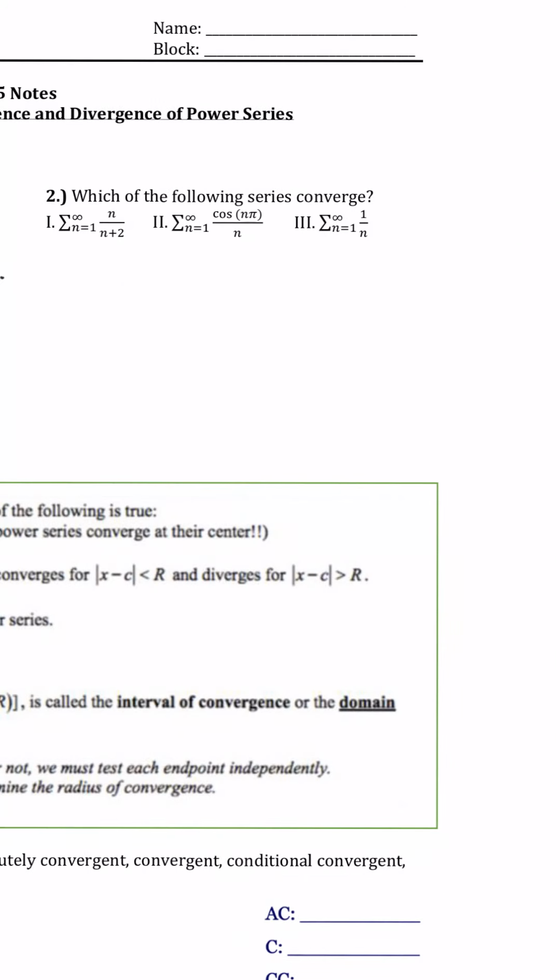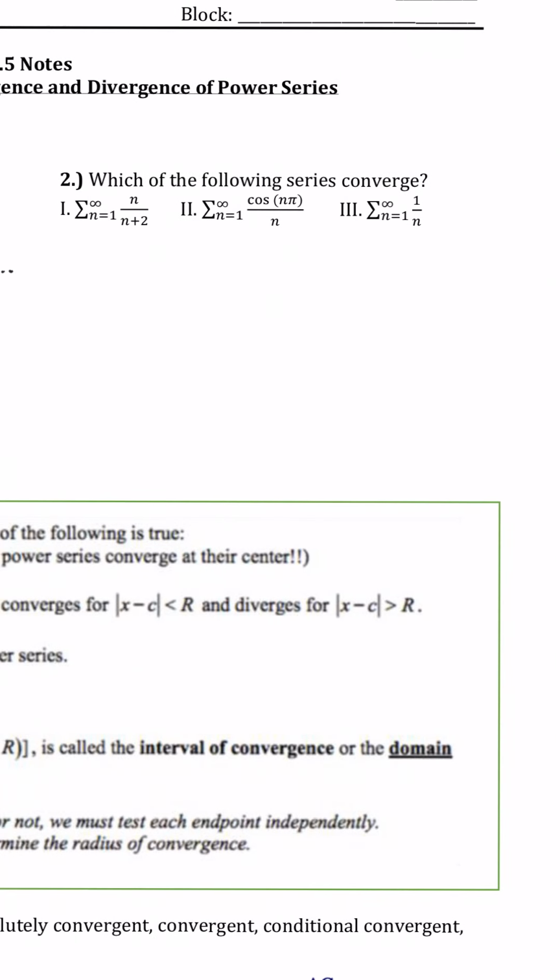Now this problem deals with what we learned in section 9.4. It says, which of the following series will converge? Let's take a look at the first one. I notice here in the first one, if I take the limit as n approaches infinity of n over n plus 2, that would be equal to 1. And so therefore, this series is going to diverge by the nth term test.